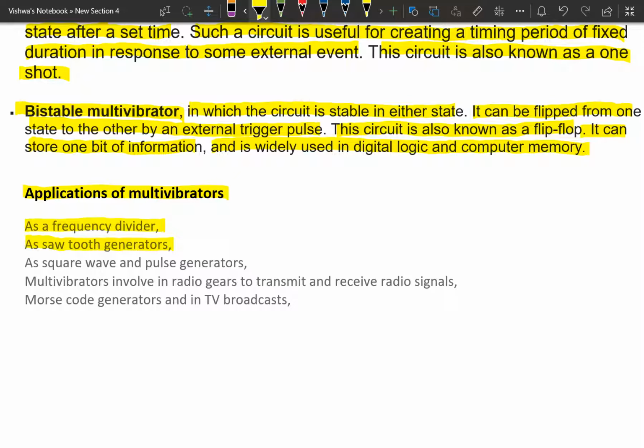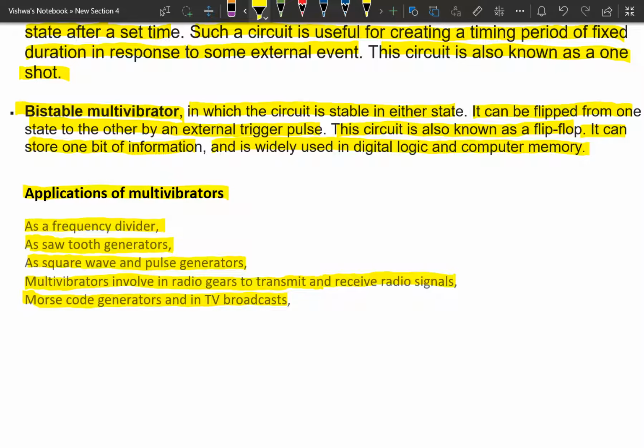It is a non-sinusoidal oscillator, so it generates different kinds of waveforms except sinusoidal waveforms. One kind of waveform is the sawtooth waveform. So these multivibrators are used to generate sawtooth waveforms, and also square wave and pulse wave generators. Multivibrators are involved in radio gears to transmit and receive radio signals, in Morse code generators, and in TV broadcasts. So these are the applications of multivibrators.